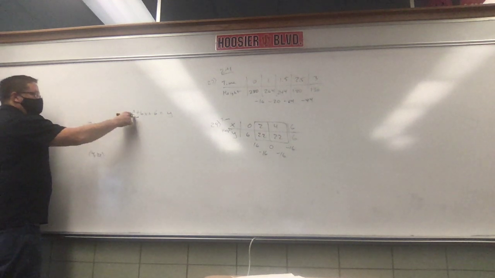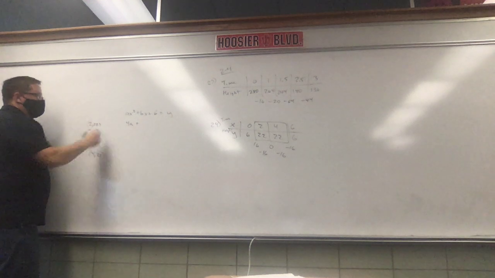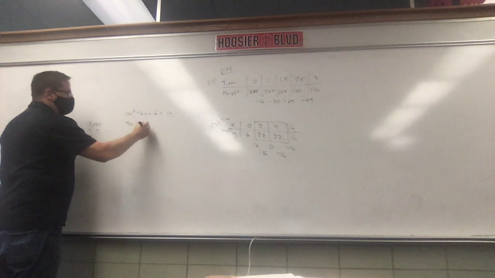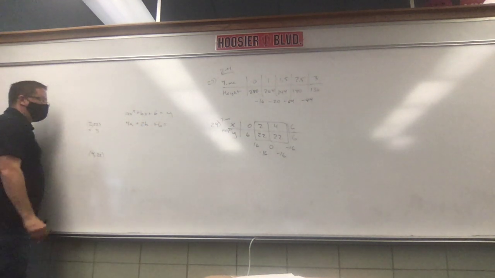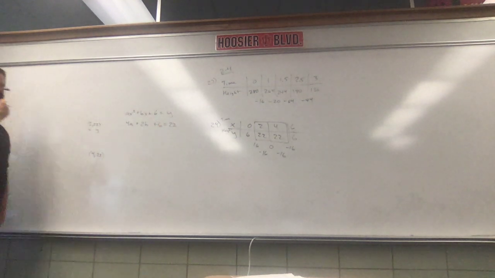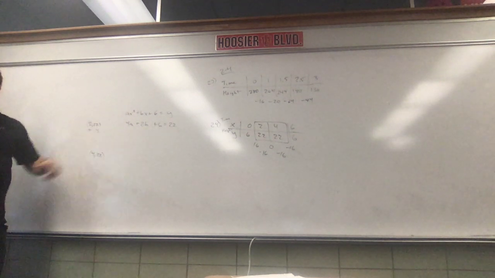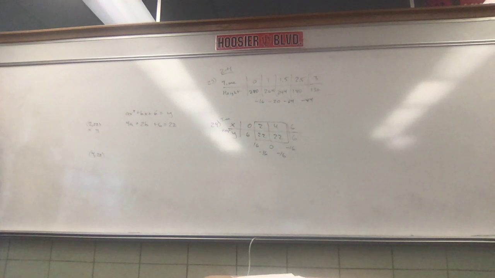If I plug in 2 for x, 2 squared is 4a plus, plug in 2 for x, 2b plus 6 equals 22. We just plugged in 2 for all the x's and 22 for the y's. Does that have to be squared? The 4a? No, because you already squared it. I plugged in 2 for x. 2 squared is 4, so that square goes away. It's a good question.